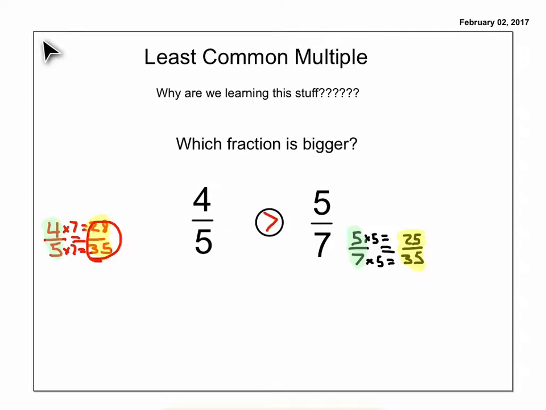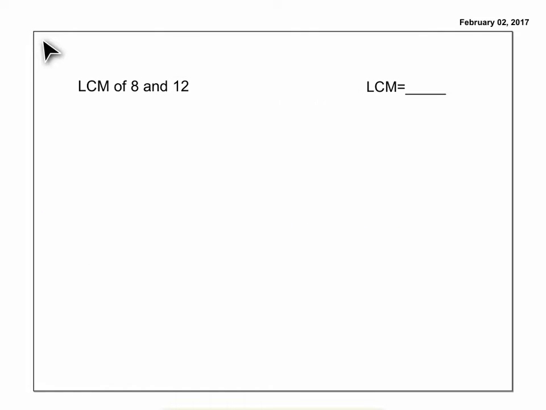Let's practice finding least common multiple. Our least common multiple of 5 and 7, as before, was 35. Let's practice some of these here. So with least common multiple, you need to find the multiples of both 8 and 12, and find the one that's least common. So let's first write the multiples of 8.